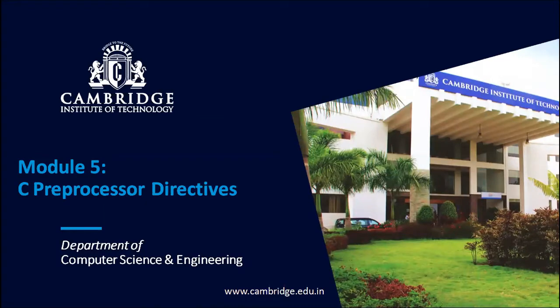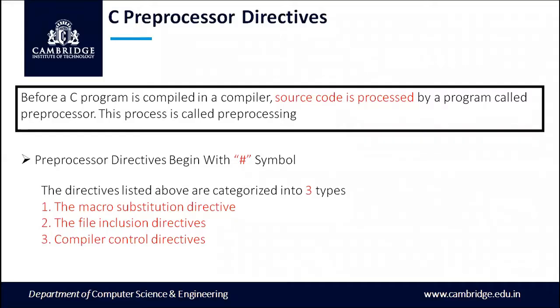Today we'll see the concept of C preprocessor directives under module 5. Going to C preprocessor directives, we'll know the definition first. What is a preprocessor directive? Before a C program is compiled in a compiler, source code is processed by a program called the preprocessor. This process we call pre-processing. By the name itself, it says pre. It is going to process before the program is converted or compiled.